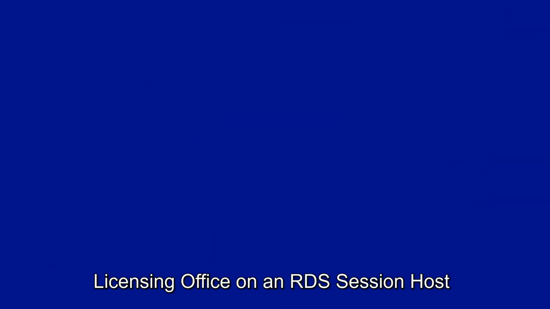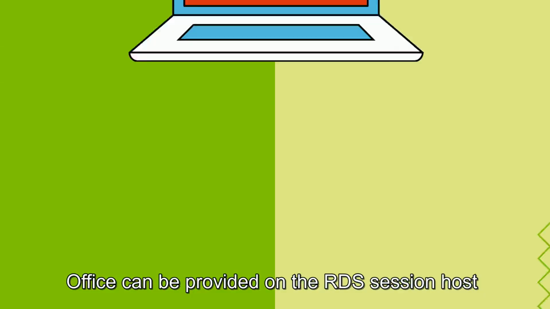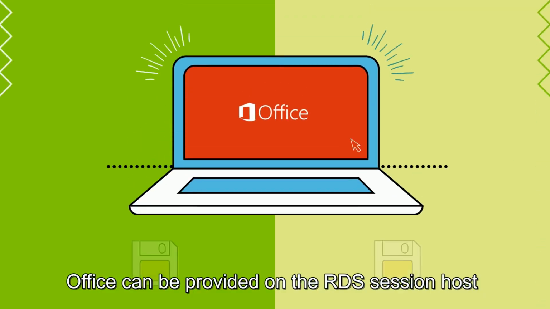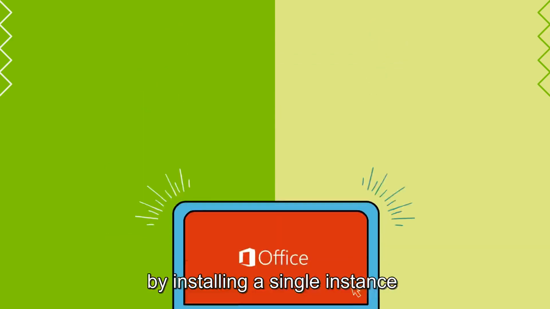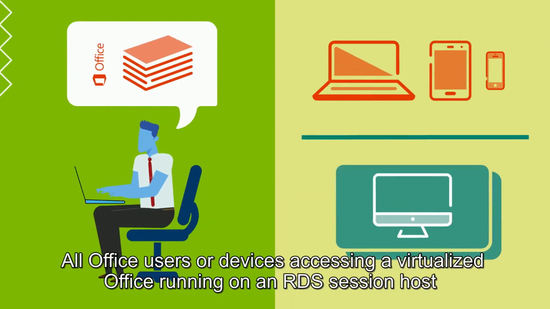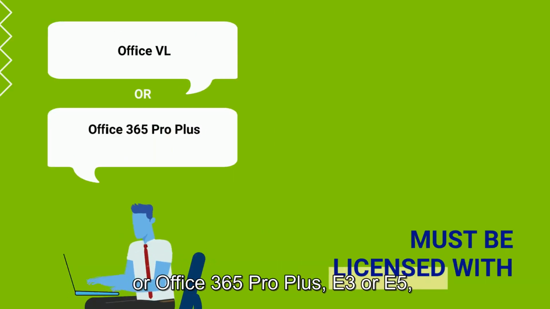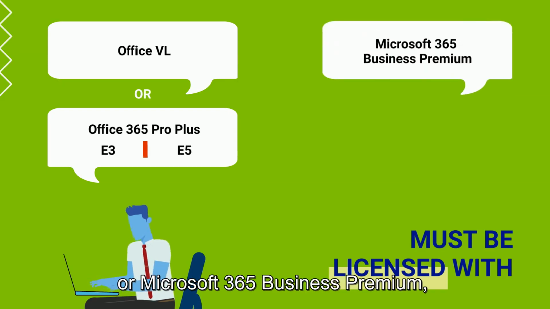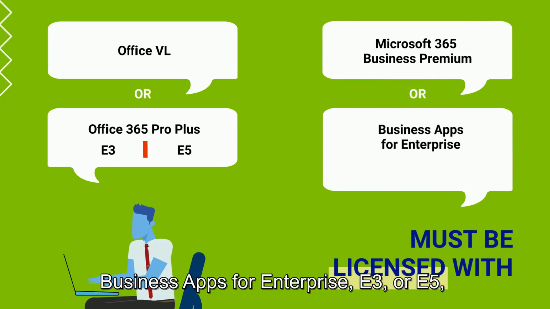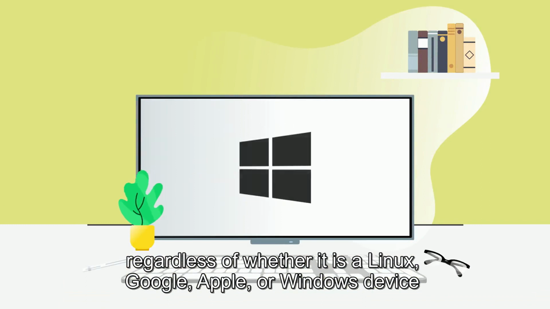Licensing Office on an RDS session host. Office can be provided on the RDS session host by installing a single instance. All Office users or devices accessing a virtualized Office running on an RDS session host must be licensed with Office VL or Office 365 ProPlus, E3 or E5, or Microsoft 365 Business Premium, Apps for Enterprise, E3 or E5, regardless of whether it's a Linux, Google, Apple, or Windows device.